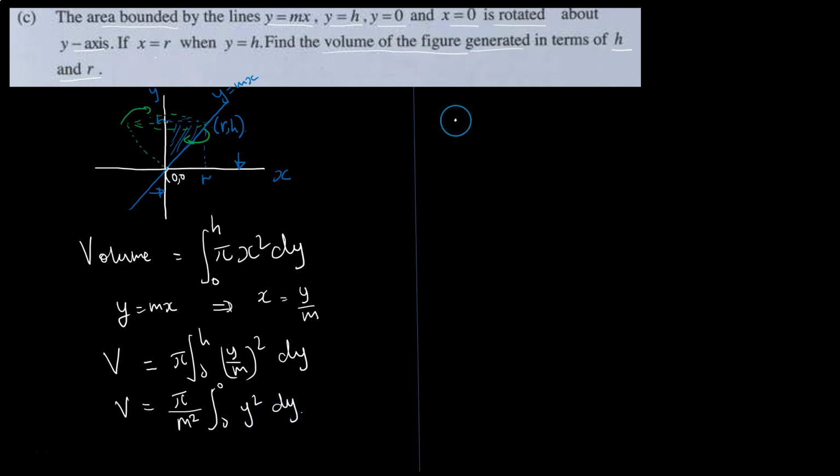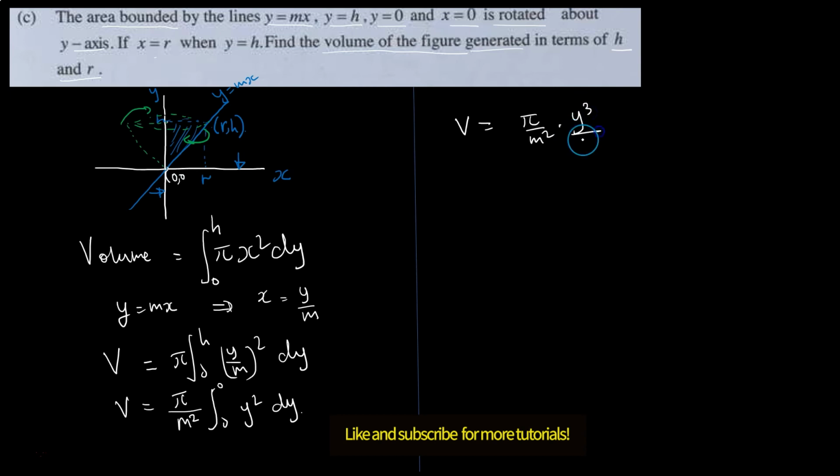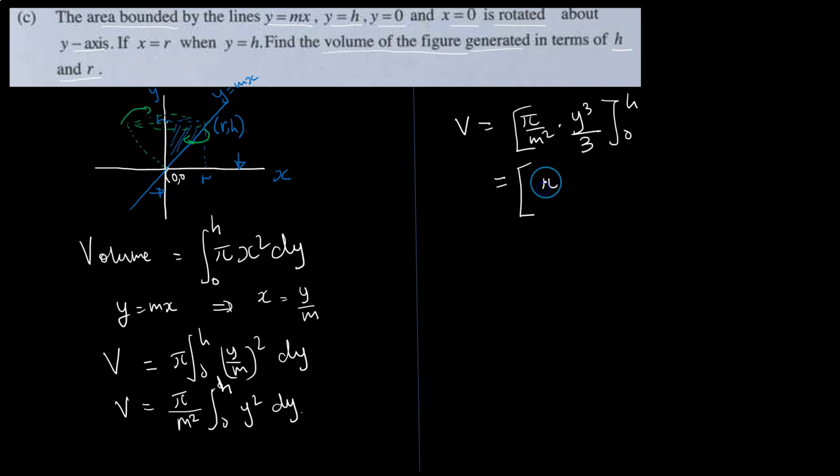Okay, so what do we get? We're going to integrate that, so V is equal to pi over m squared, and then if you integrate y squared, you get y cubed over 3, and the limits are from 0 to h. Let us put the limits in. It's h. If you put this in, you will get pi h cubed over 3m squared. No point putting 0 because you just end up with 0.